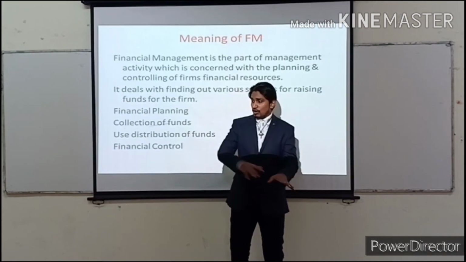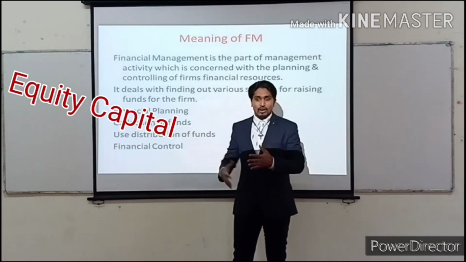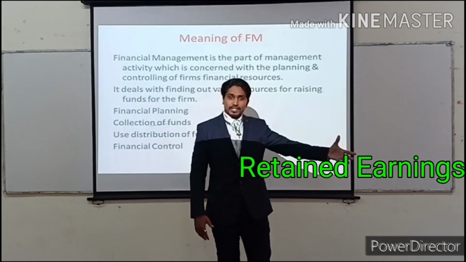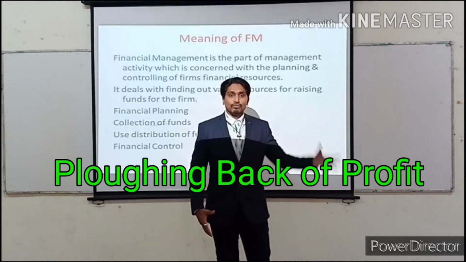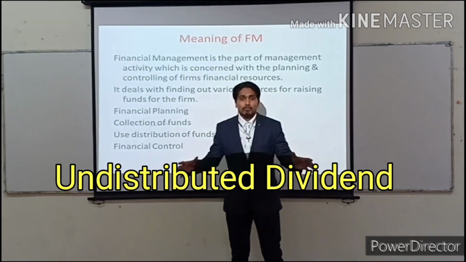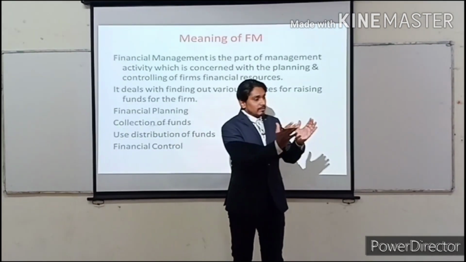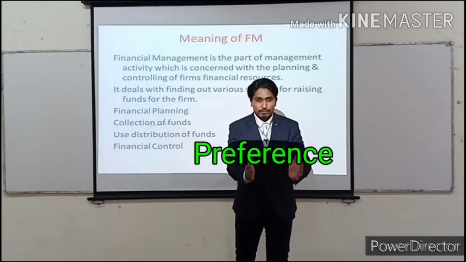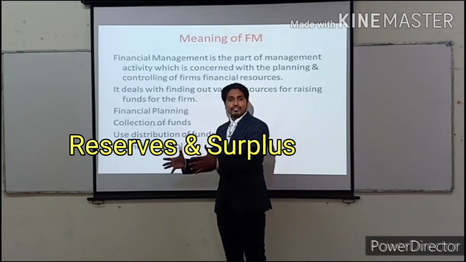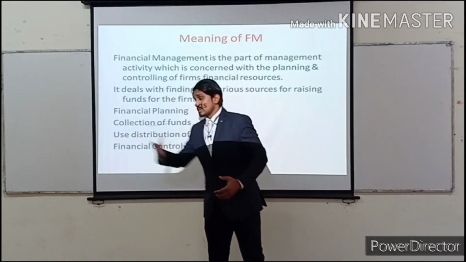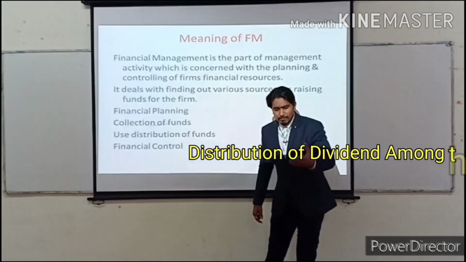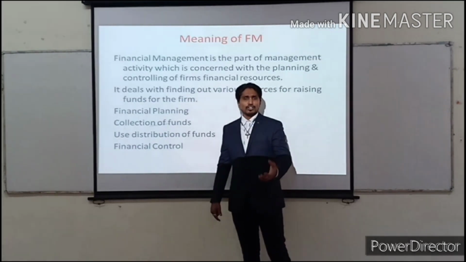Being a financial manager, you cannot just go to equity and raise the fund, or preference, or debenture, or retained earnings, the flowing back of profit, undistributed dividend. No, my friends, you have to plan. Proper proportion must be decided: equity this much portion, preference this much portion, debenture this much portion, and we have reserves and surplus already. So how much portion of reserves and surplus will be utilized and how much portion will be distributed among the shareholders. Shareholders are also very important, my friends, because maximization of wealth is one of the important objectives of a financial manager.